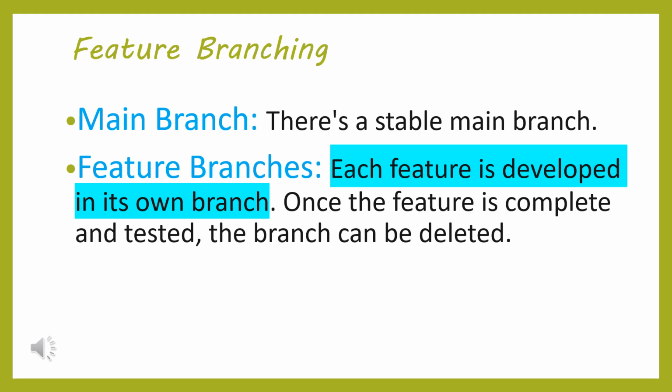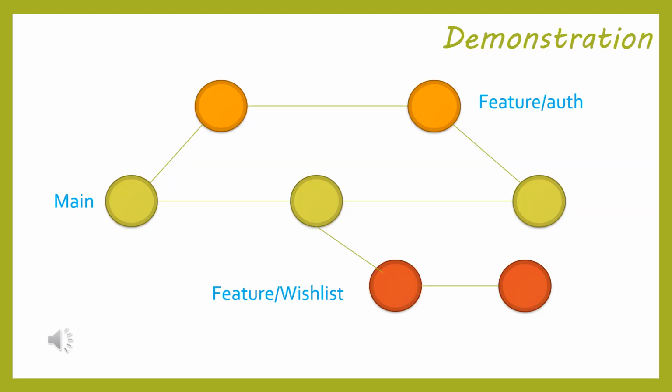The main branch will be a stable main branch at this stage. Feature branch: each feature is developed in its own branch. It arises from the main branch, the code is taken from the main branch, and the feature lives in a new branch. Once the feature is completed and tested, the branch can be deleted, and all those changes will be migrated to the main branch. As I told you in the previous slide, the main branch, the green dot, is present as it is, and a feature arises from there.